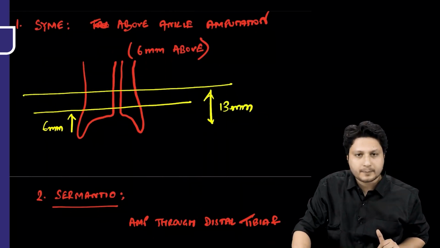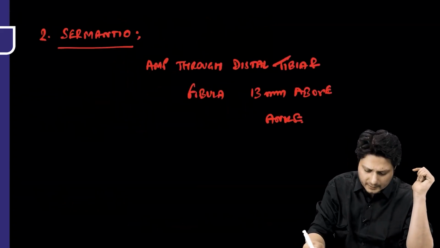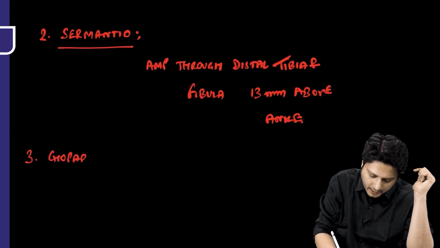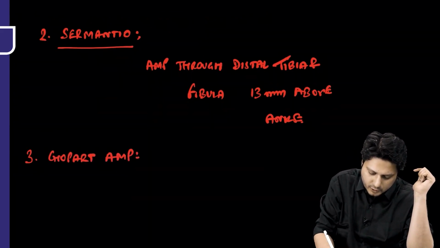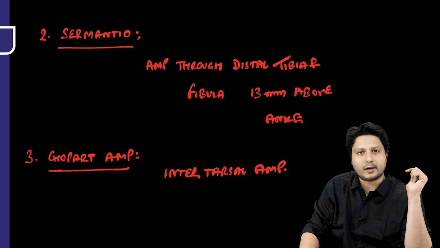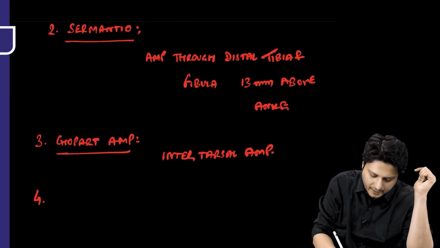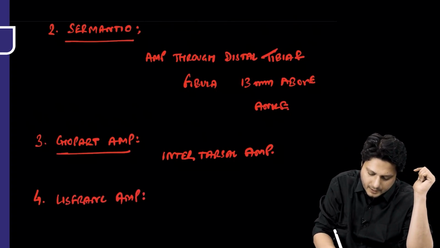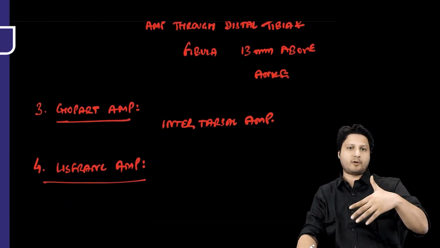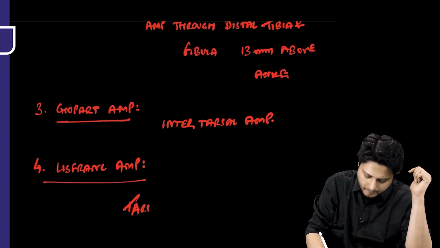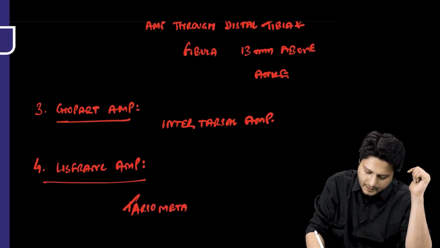This is Sermantio amputation. Then another named amputation is C-H-O-P-A-R-T, that is Chopart amputation. What is Chopart amputation? It is intertarsal amputation. When you are performing an amputation at the level of foot in between the two tarsal bones, then it is called a Chopart amputation. Then a Lisfranc amputation, L-I-S-F-R-A-N-C. All right. So what is Lisfranc amputation? It is an amputation which is performed at the tarso-metatarsal level. So tarso-metatarsal amputation.